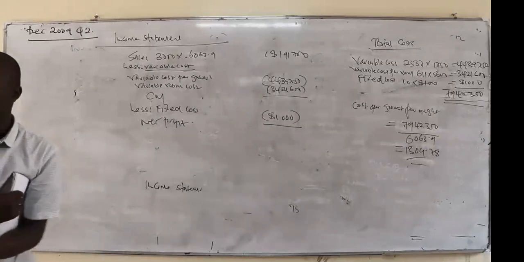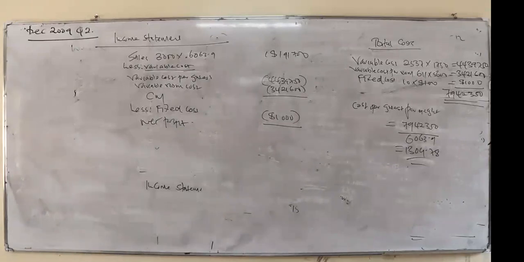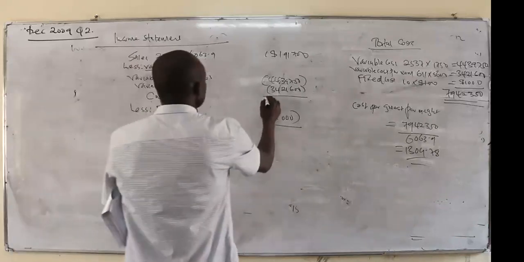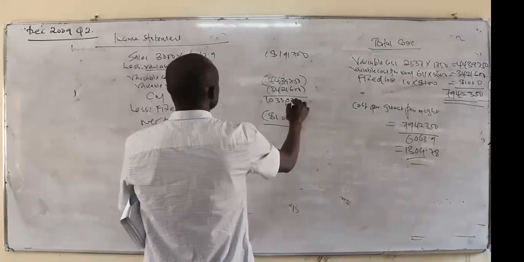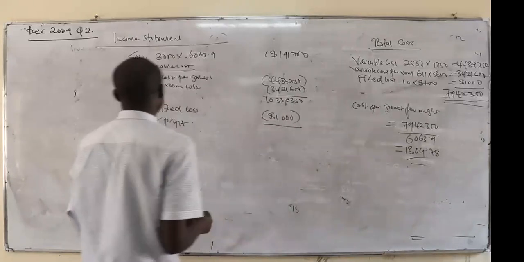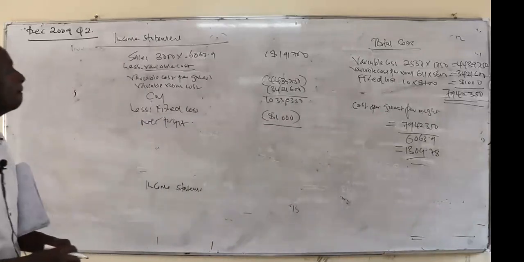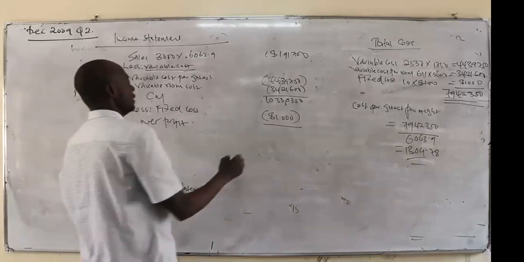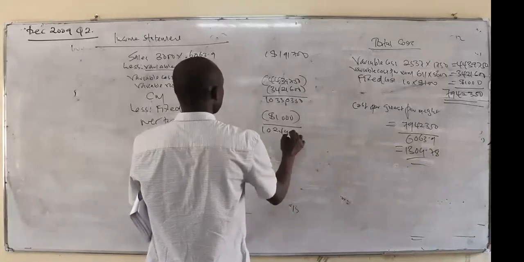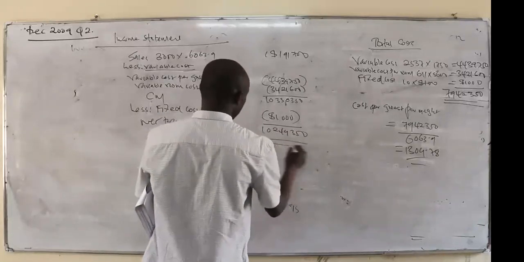This is a profit contribution. How much? 10 million? 330? And then the profit? 10, 249, 350. So this one will generate profits.